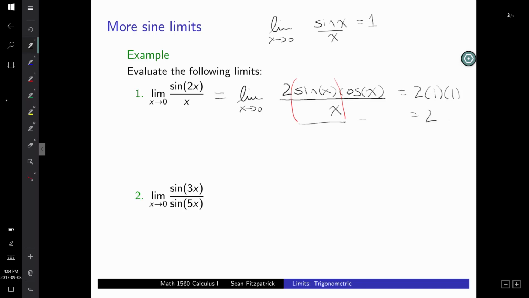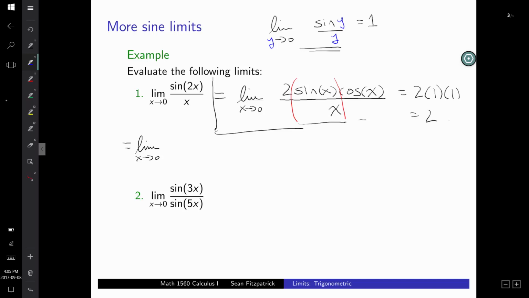Another way you could do it is you could also do it like this. Maybe let's back things up a bit. The other thing I could do is I could say, you know what, this result here is going to be valid as long as I've got something that goes to 0, right? If I had sine y over y, as long as y is going to 0, this is still going to work out.